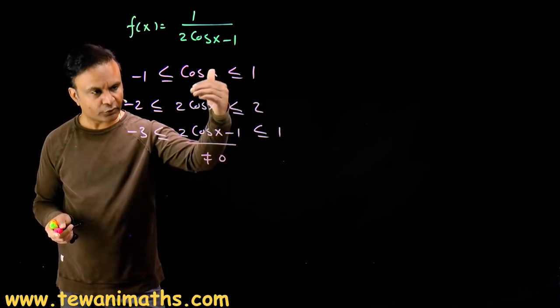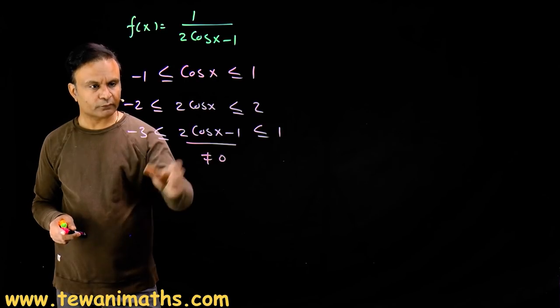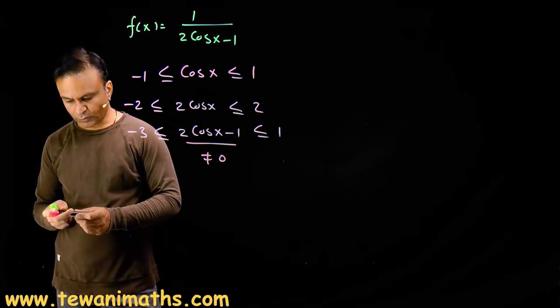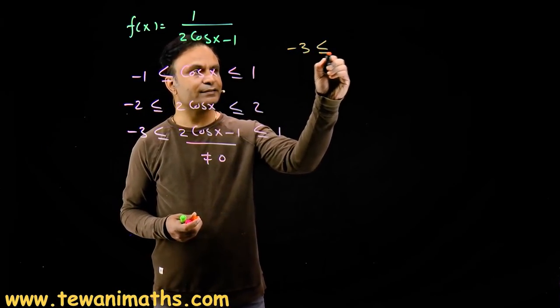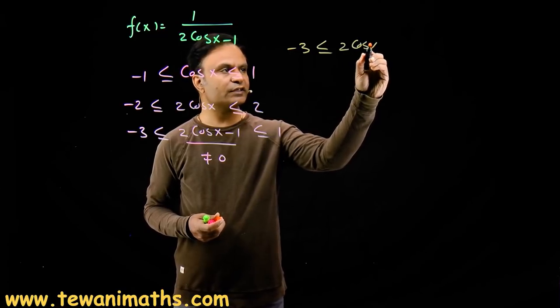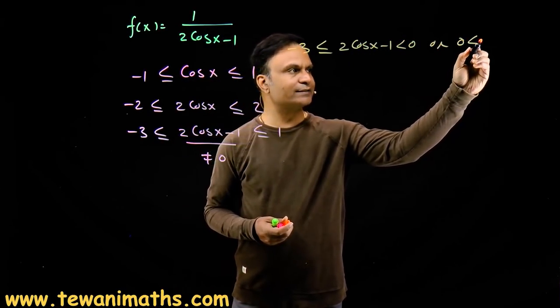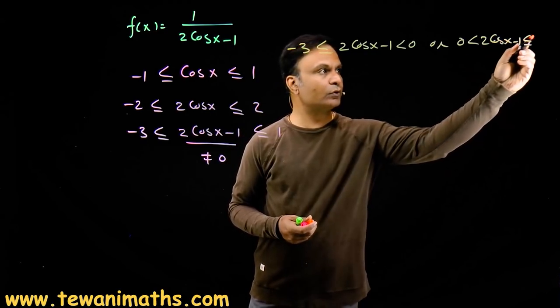So before doing the reciprocal, what do we do? We break the interval at 0. So we now have minus 3 less than or equal to 2 cos x minus 1 less than 0, or 0 less than 2 cos x minus 1 less than or equal to 1.